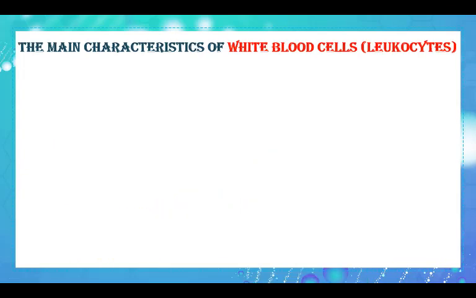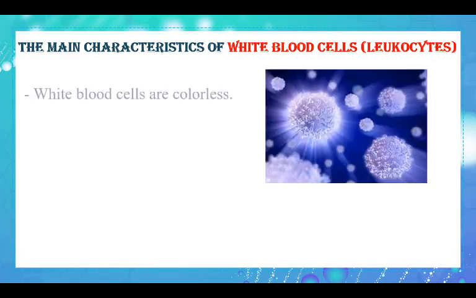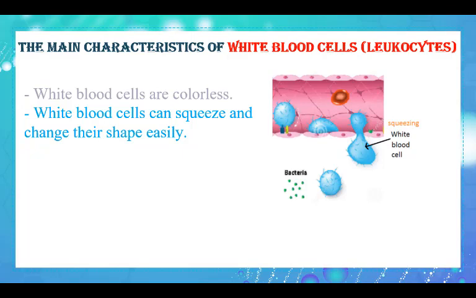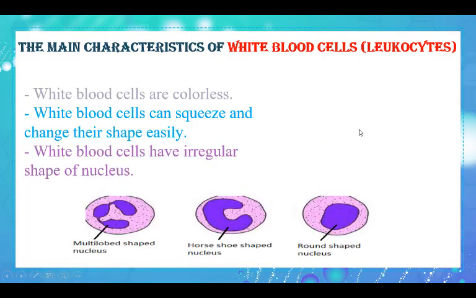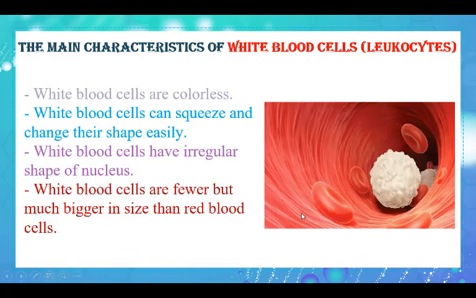Then, the main characteristics of white blood cells are: white blood cells are colorless. White blood cells can squeeze and change their shape easily. White blood cells have an irregular shape of a nucleus. White blood cells are fewer but much bigger than red blood cells.